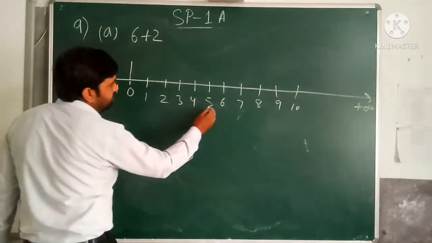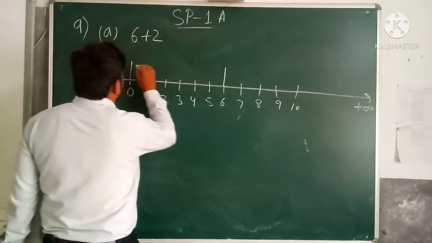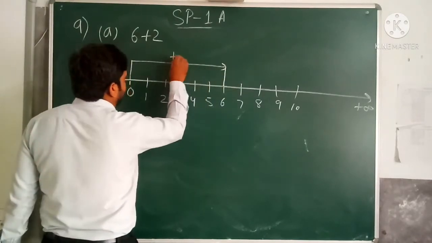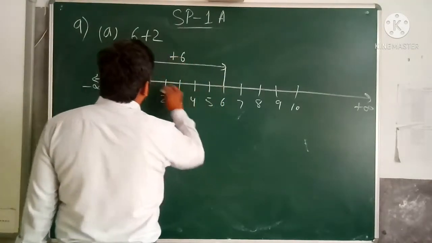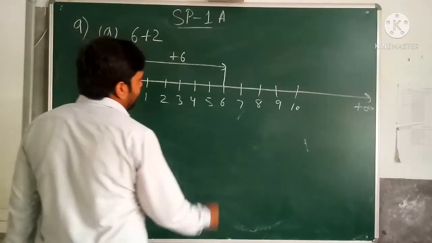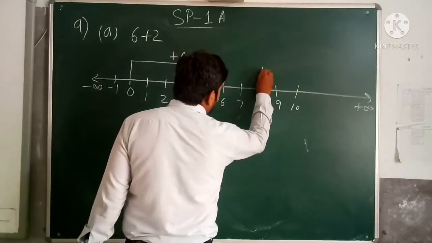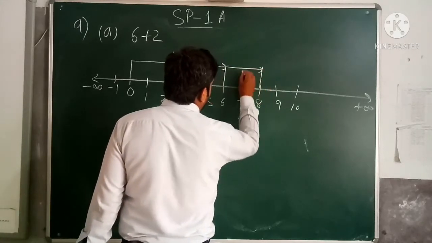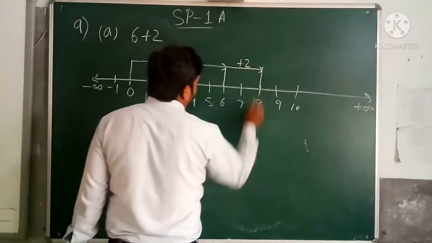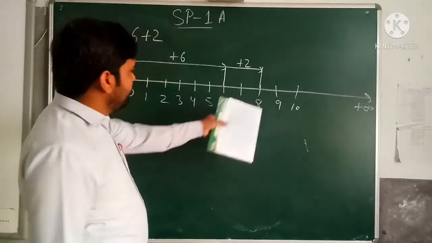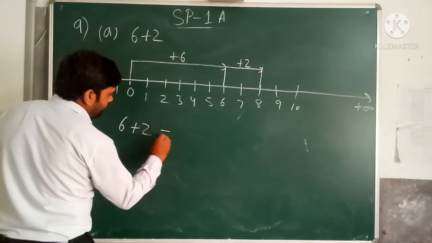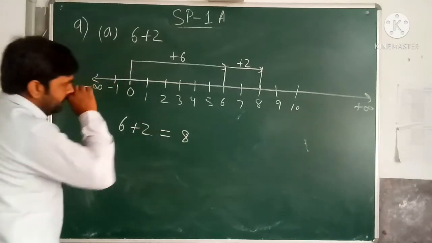So 1 to 6 steps is here. From here to here we move to the right side. This is plus 6. Now again from this point we have to move 2 steps right. So 7, 8. So what does the sum represent? 8. So what did you get? 6 plus 2 equals 8. And this is the sum.